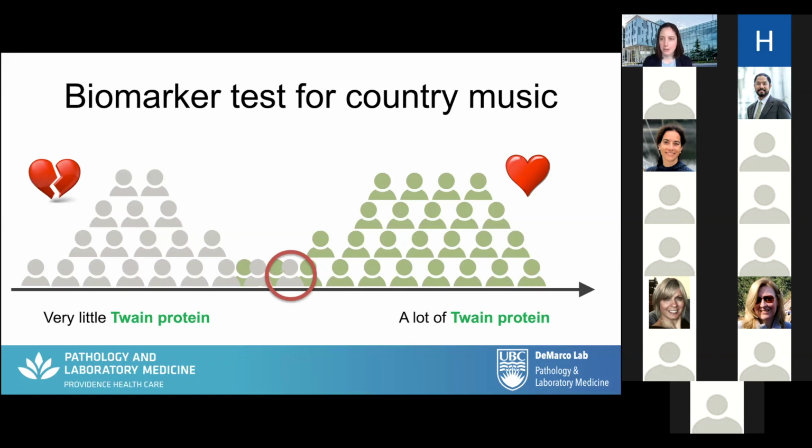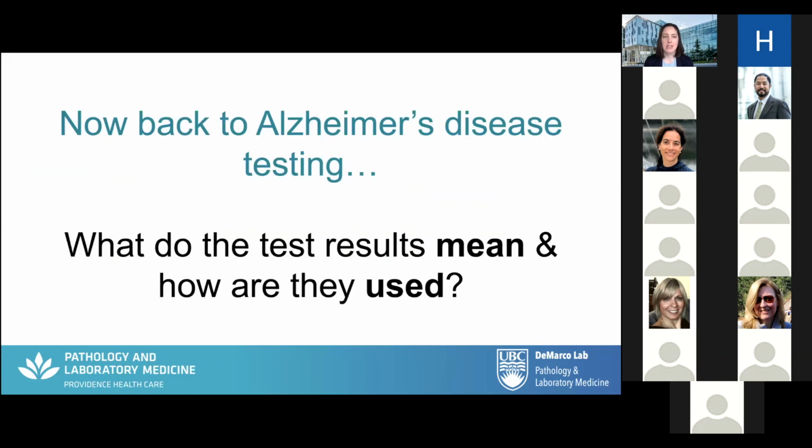So we may talk to their friends and family. We may look in their closet to see if they have some cowboy boots in there. Anyway, so we take all that information and then make a decision about whether we think they're a country music lover or not. So then, now that you've got a feel for test performance, let's go back to Alzheimer's disease testing and our question about what the results mean and how they are used.